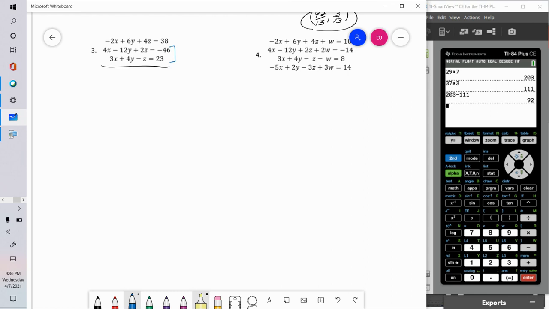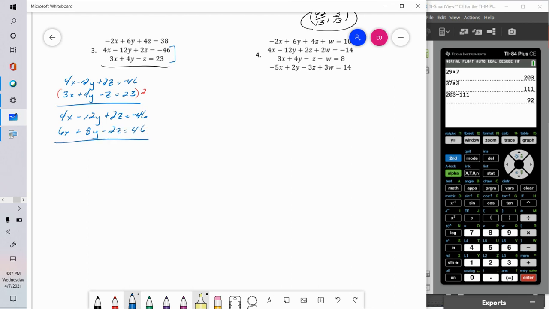I take the second 2 equations, the second and the third, 4x minus 12y plus 2z equals -46, and 3x plus 4y minus z equals 23. Notice that when I pair those up, I've got a positive 2z and a negative z. So I can choose to just simply multiply the bottom equation by 2. The top equation won't change. The bottom equation becomes 6x plus 8y minus 2z equals 46.